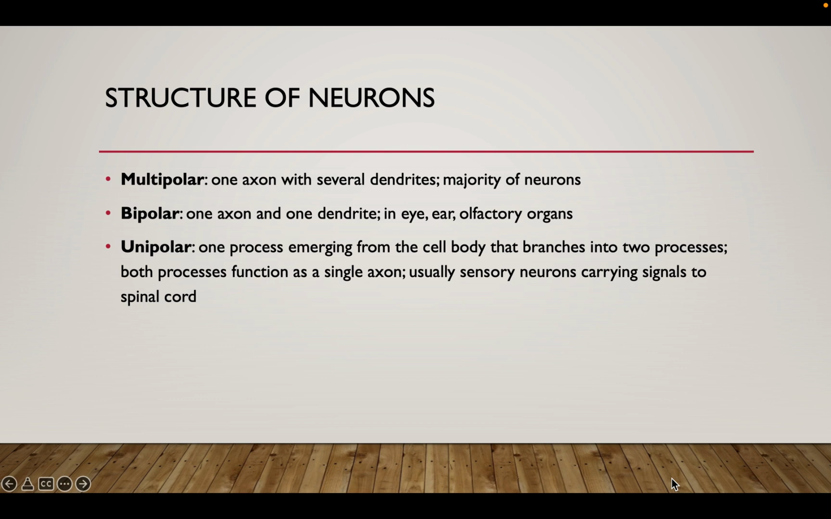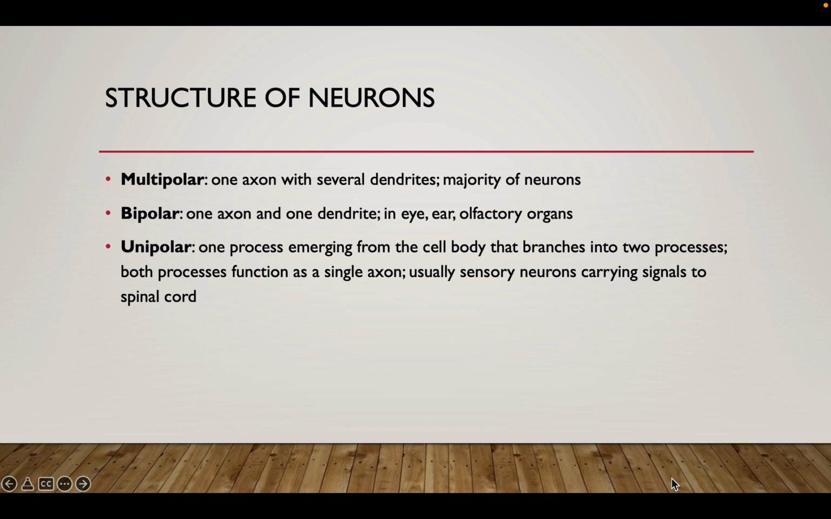Now, in terms of the actual structure of neurons, we have a couple of different types. The most common is the one that we've seen before, the multipolar neuron. This neuron is called multipolar because it has multiple poles. Okay, these poles are one axon and several dendrites. Remember, dendrites come into the cell body, and then leaving the cell body, you have the axon.